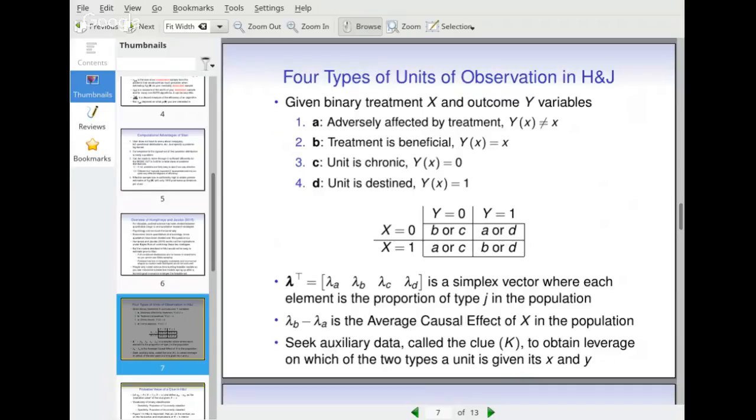And so we can't tell just by looking at history whether this country where x is 0, y is 0 is type beneficial or type chronic. And it's the same with the other 4 cells.